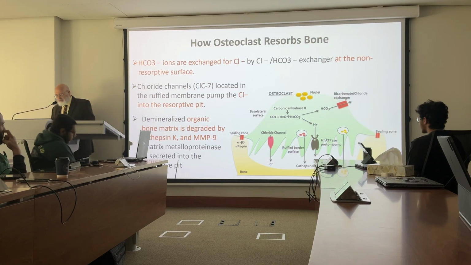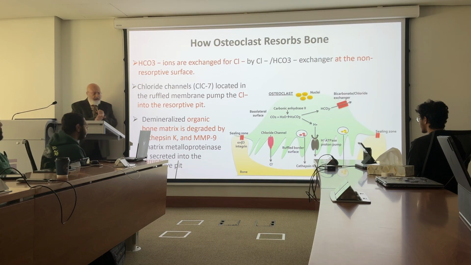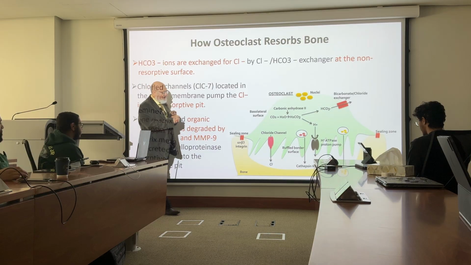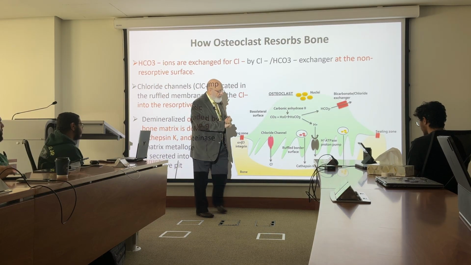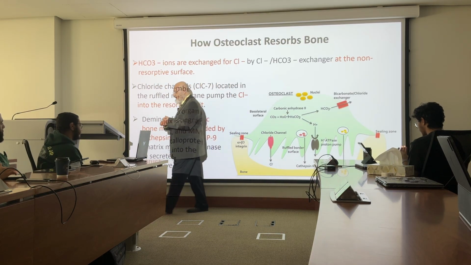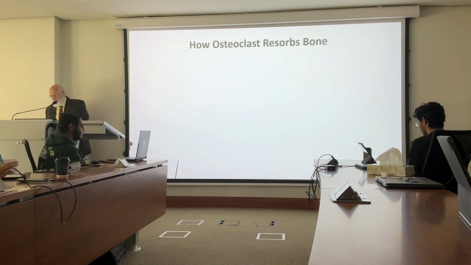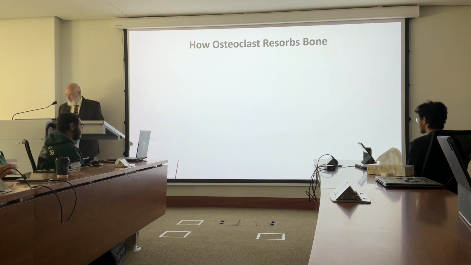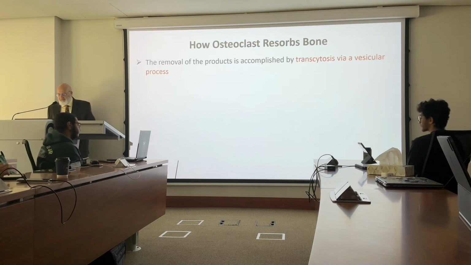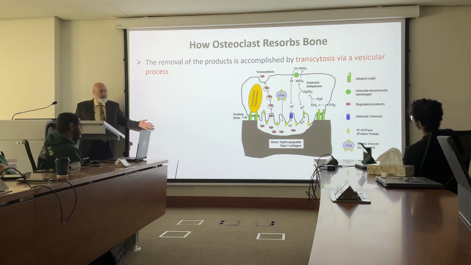But what will happen after that? It's important. Now we're breaking the mineral components by the acid, but then we'll break the organic component through the enzymes, cathepsin K mostly, and MMP, matrix metalloproteinases. Now all these pieces are broken, all this broken stuff exists there. We have to transfer it. We're not going to leave it like that.